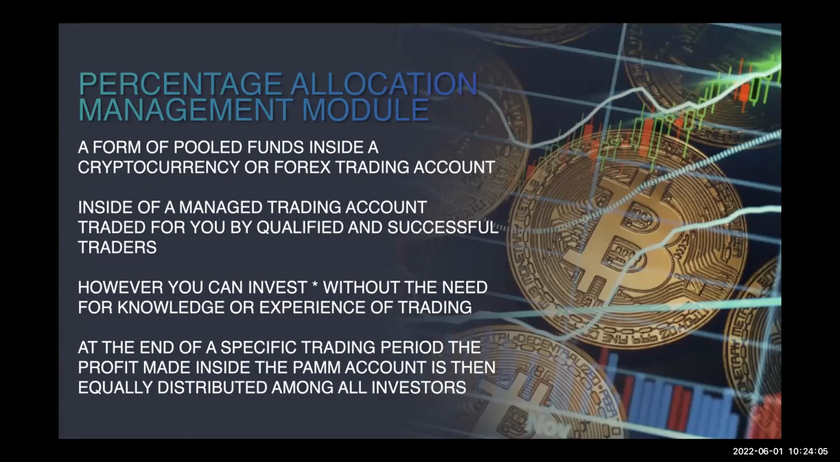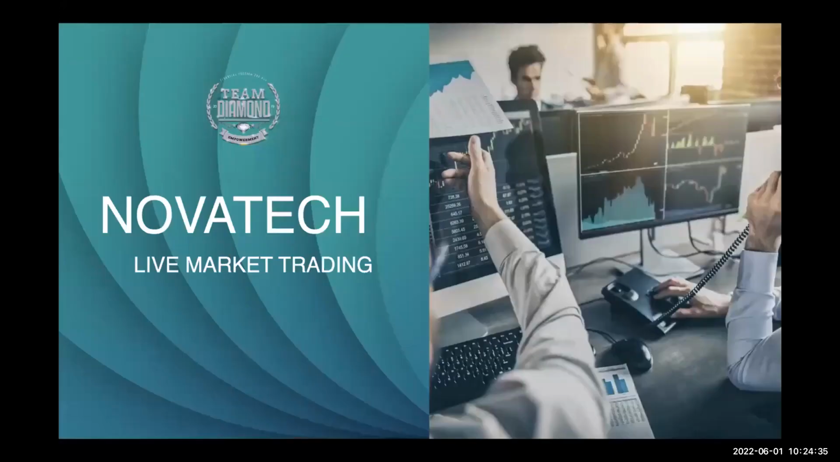It's fantastic. And then at the end of a specific trading period, which for us is 1 week, the profits inside of the PAM account are equally distributed among the investors. So it's not that if you invest $100,000, you get a larger percentage than someone who has invested $500. Nope, we all get the same amount based upon what we have invested. Guys, this is so exciting. Most of you will know about this. It's kind of like a mutual fund, but again, on steroids.